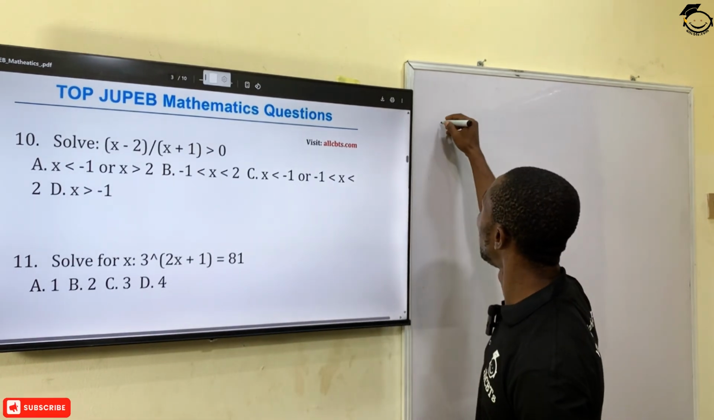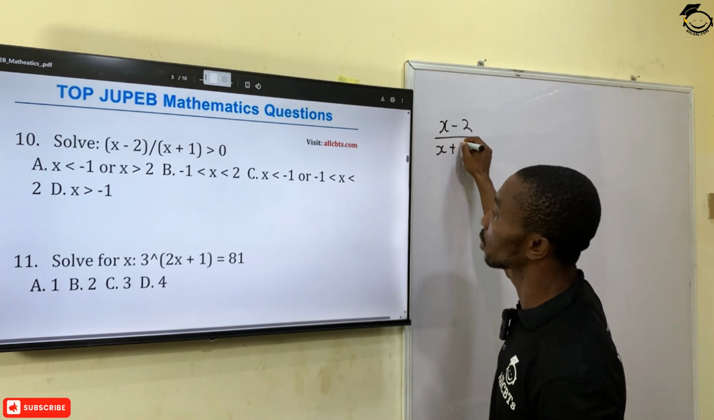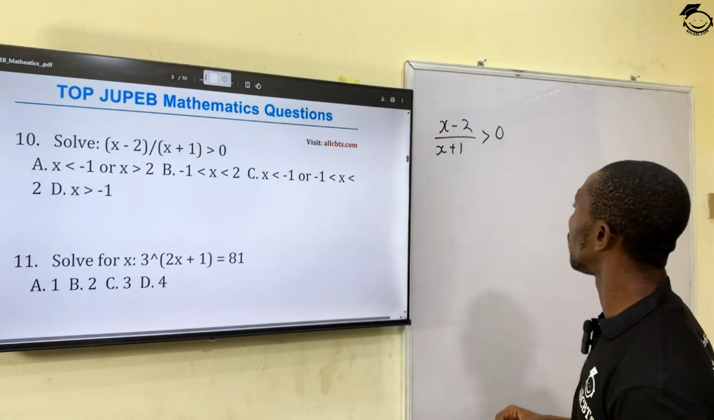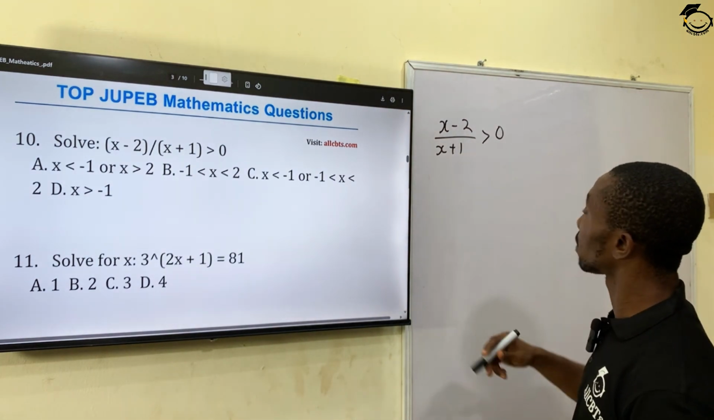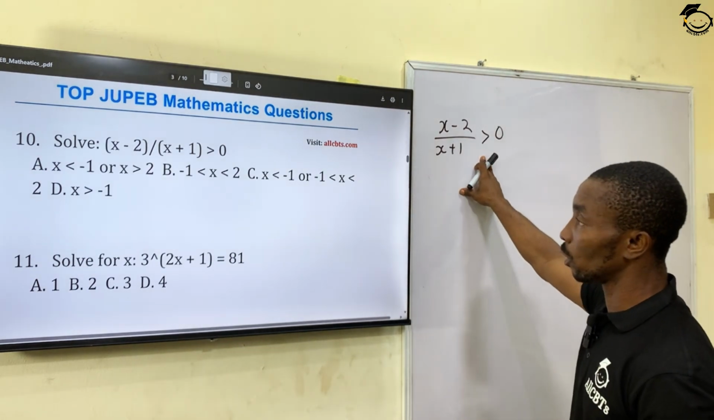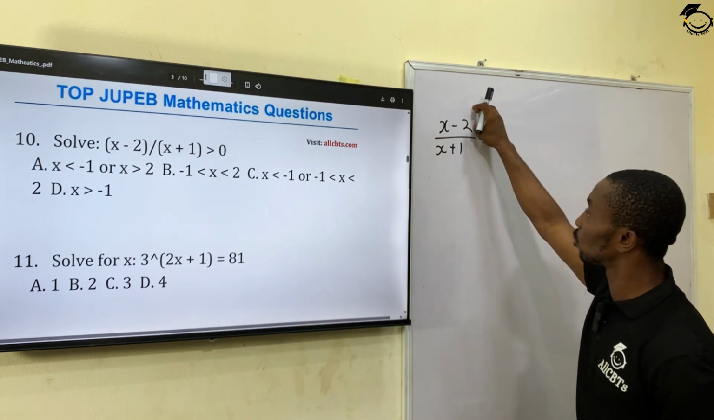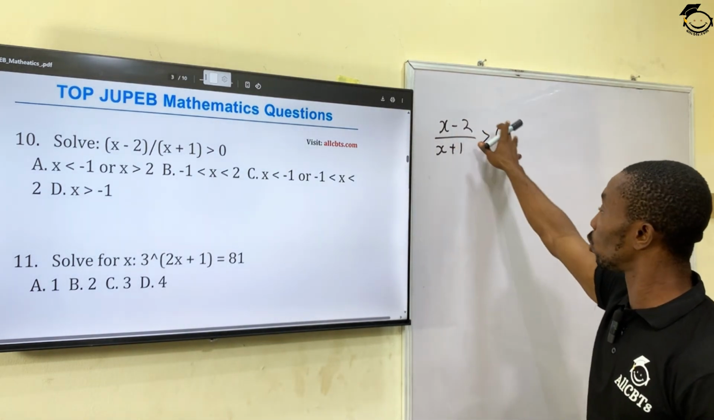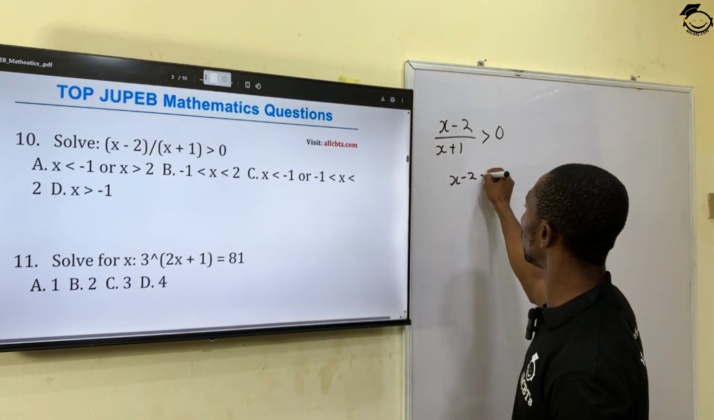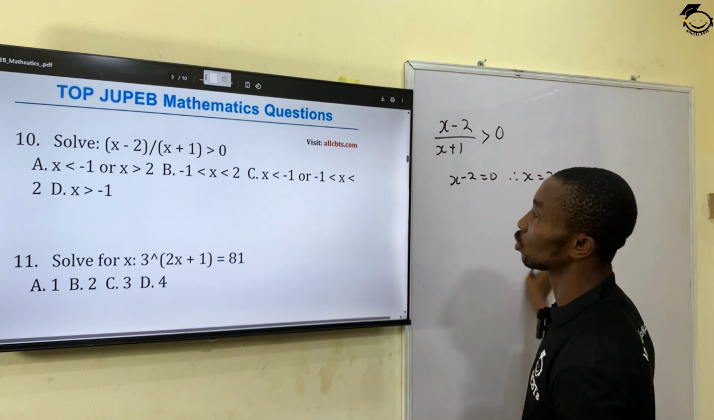Solve x minus 2 over x plus 1 greater than 0. Now, in doing this, we know that if we equate our denominator to 0, the equation will be undefined. And if we equate our numerator to 0, the equation will be 0. So for x minus 2 equals 0, therefore our x equals 2.